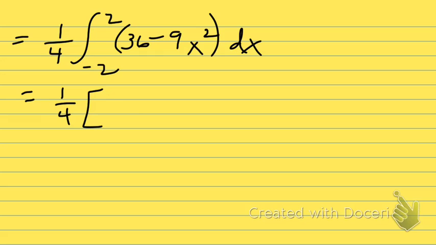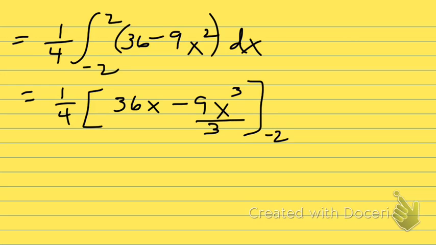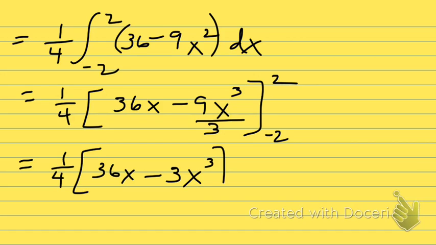That's going to be 36, add 1, we didn't have any x's, add 1, you've got an x, divide by 1, well it's the same thing. And then take away 9, add 1 to the power 2, divide by that same number. Looks like we've got a little simplifying to do. So that's 1/4 36x take away 3x cubed from negative 2 to 2. We'll plug in those boundaries.